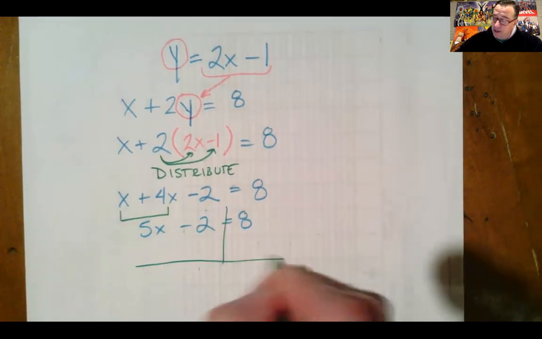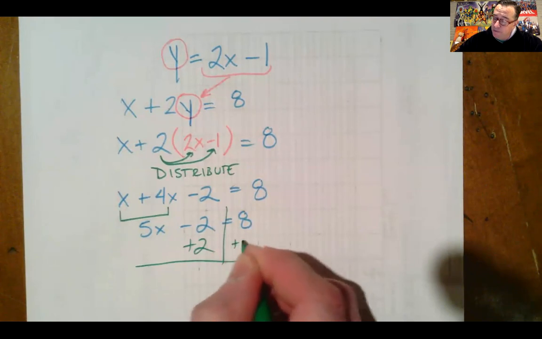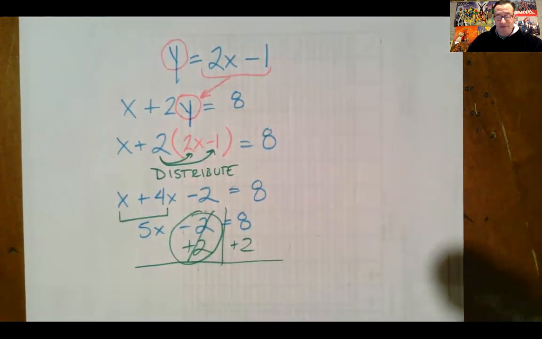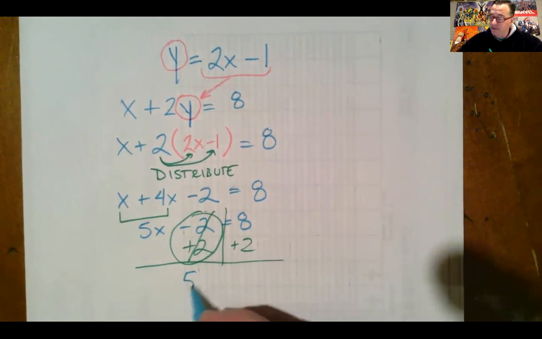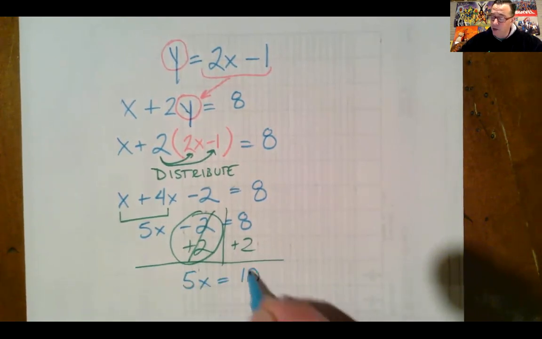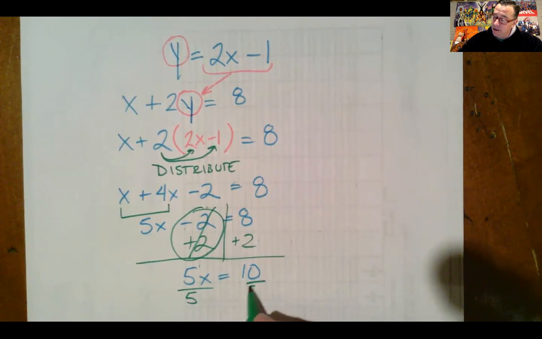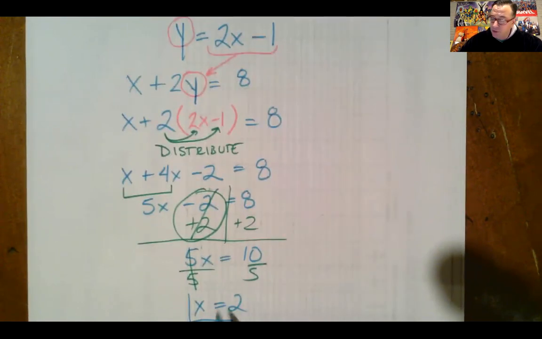We've got to do the same thing on both sides. So I'm going to add 2 because I've got to cancel this one out over here. And now I'm going to get that 5x on the left is equal to 10 on the right. And now to get rid of that 5, I'm going to divide it. And I'm going to get that x is equal to 10 divided by 5 is 2. You guys can almost see all of that.